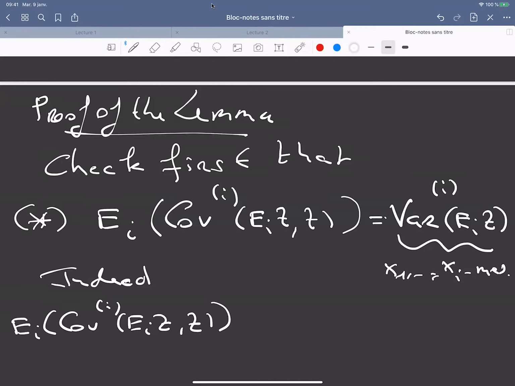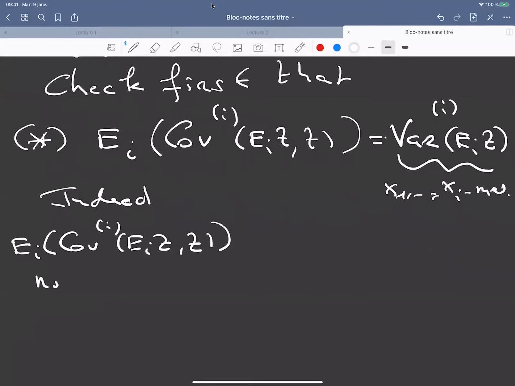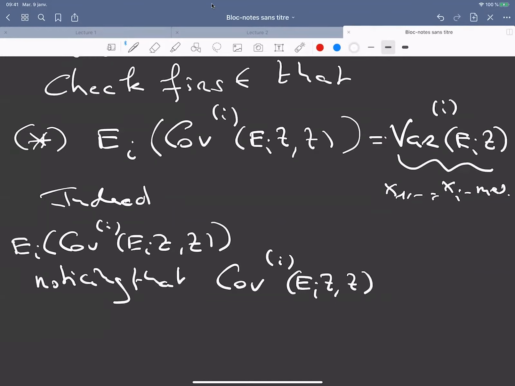And you say that you notice that the covariance can be expressed as the conditional expectation of Z times the variable here minus its conditional expectation.